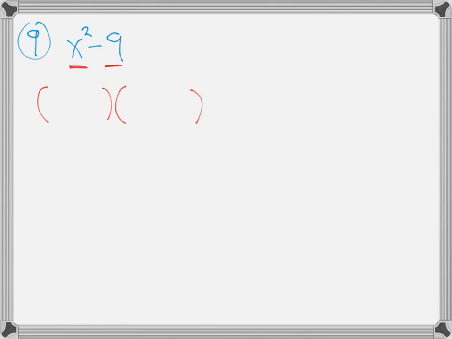And what do I put in the front and the front to make the front? X and X. And what do I put in the back and the back to make the back? Got to be 3 and 3. And what signs do they need? 3 times 3 is 9, but what signs do they need to multiply to be negative 9? One positive, one negative. Doesn't matter what order; you can put positive first or second. But it's got to be one of each. One positive, one negative will multiply to be negative 9. And we're done. That easy.